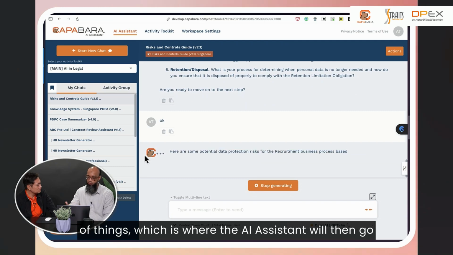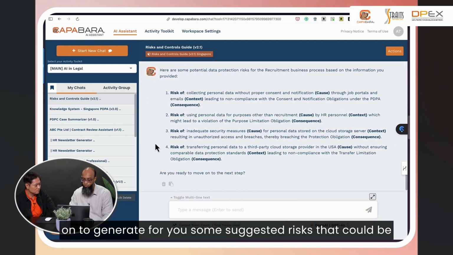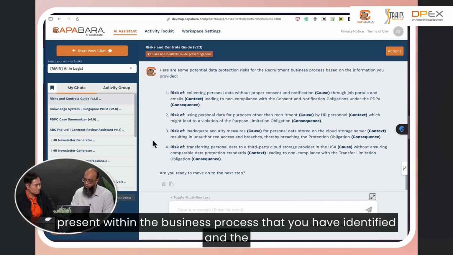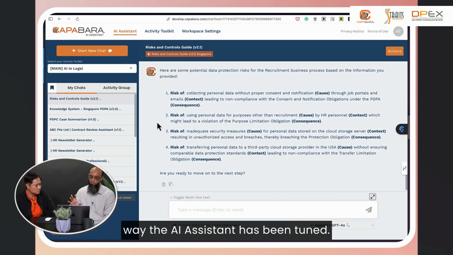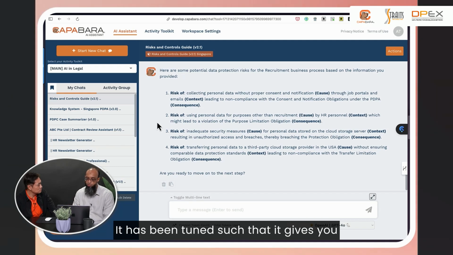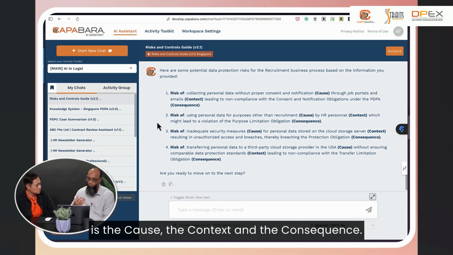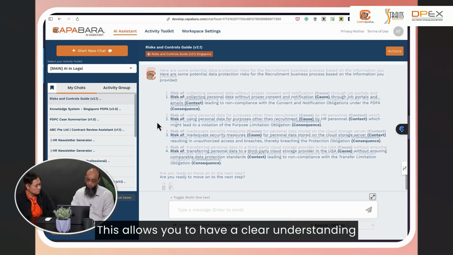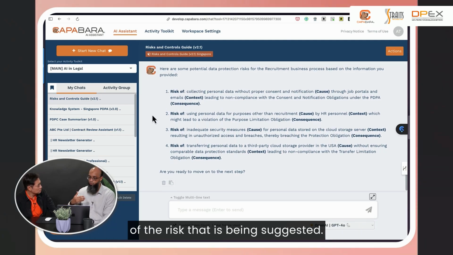So the next step is where we get into the meat of things, which is where the AI assistant will then generate for you some suggested risks that could be present within the business process that you have identified. And the way the AI assistant has been tuned, it gives you the risk according to the 3 C's format, which is the cause, the context, and the consequence. This allows you to have a clear understanding of the risk that is being suggested.